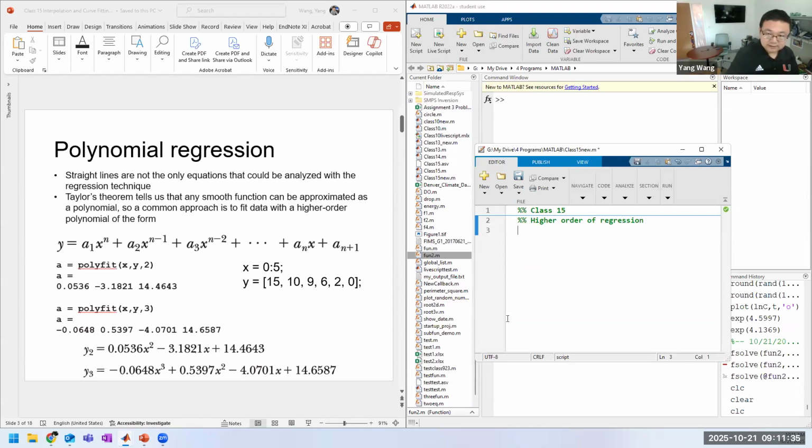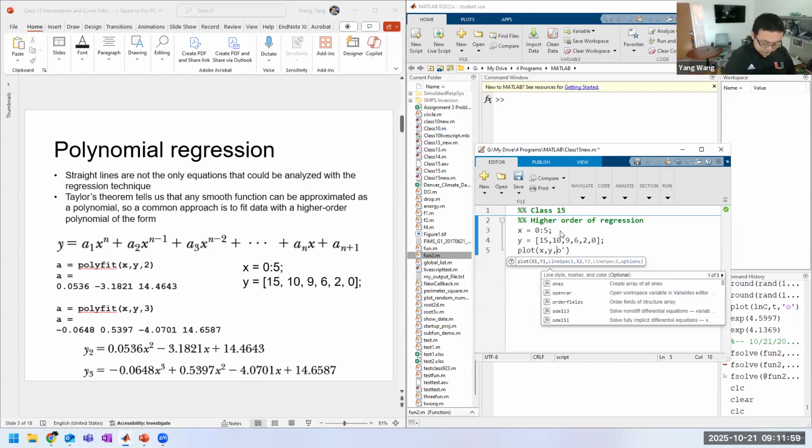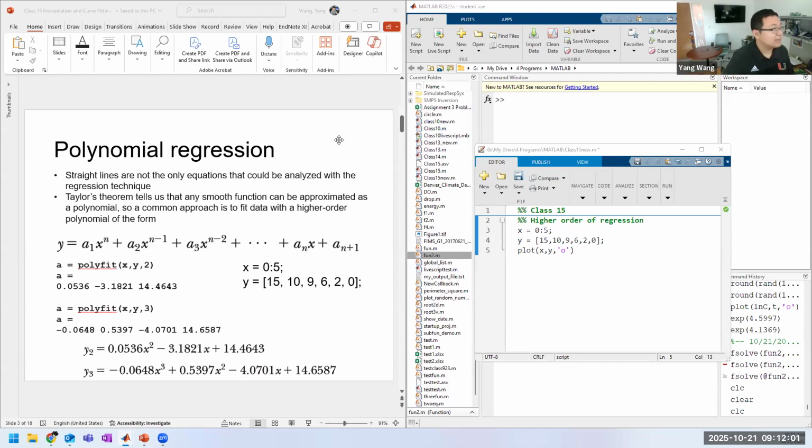Okay, so then let's define our x and y again. This is our x and y data. x equals 0 to 5, separated by 1, and y is 15, 9, 6, 2, 0. Okay, so we can do a quick plot of x and y. This is the data that we showed in our last class.